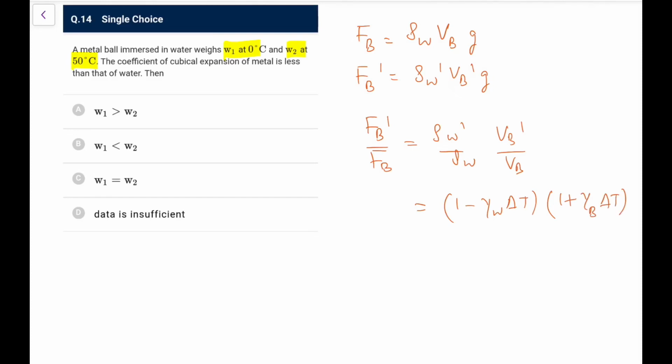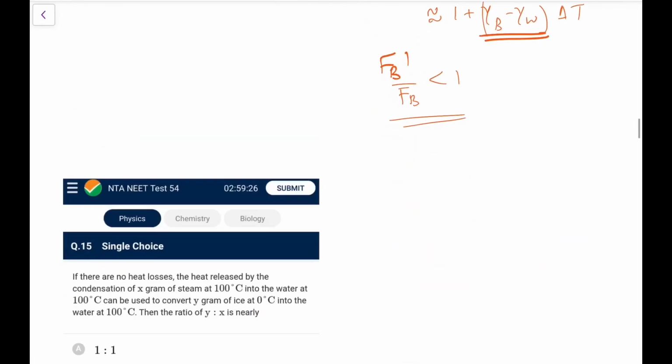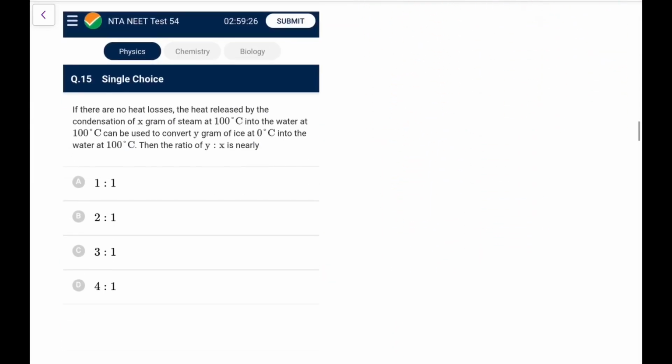Most of the time, because it is less, we generally write it as 1 plus gamma B minus gamma W into delta T. Looking at the data here, the coefficient of cubical expansion of metal is less, which means this value is negative. That means FB dash by FB is going to be less than 1 on increasing temperature. So buoyant force will decrease, so weight will increase. So W2 would be greater than W1. I will go for option B. It's a good question. Generally, people are not very comfortable with this particular concept.